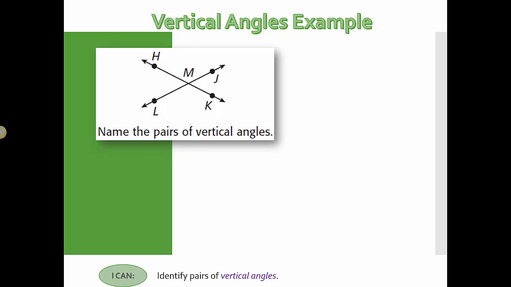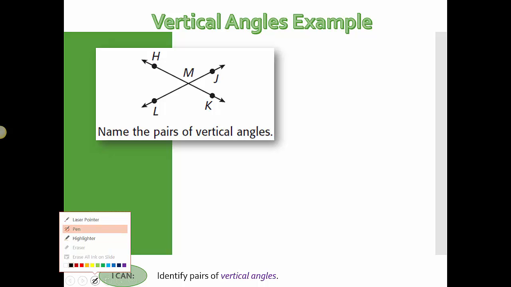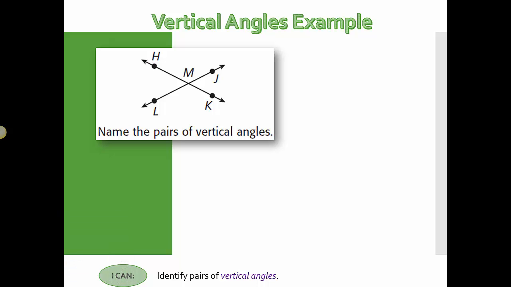So let's name some pairs of vertical angles, and this will be our last example before we review our I can statements. So here's one pair of vertical angles. This one right here, angle HML, and this one here, angle JMK. That's one pair of vertical angles. Another pair of vertical angles would be angle HMJ and angle KML. Those are also vertical angles.